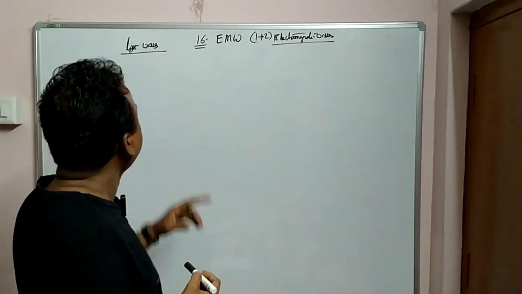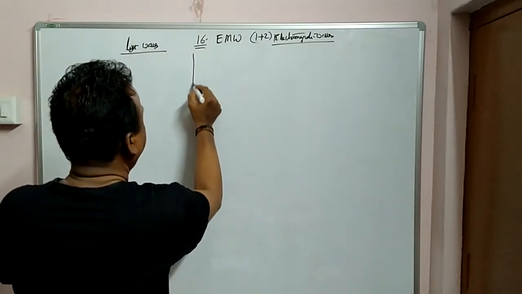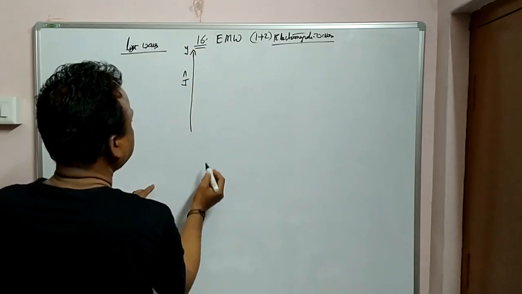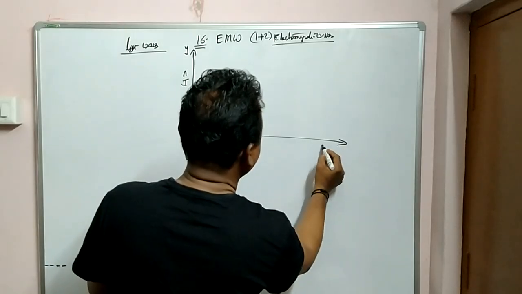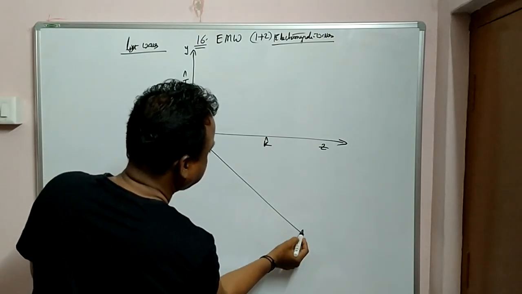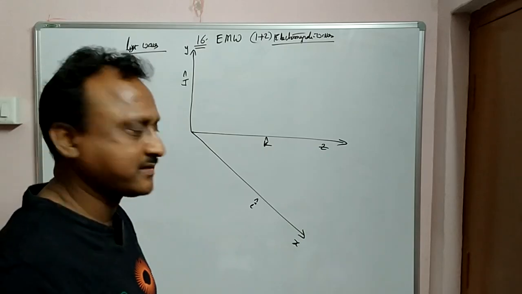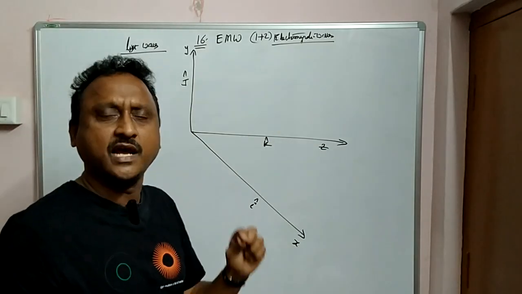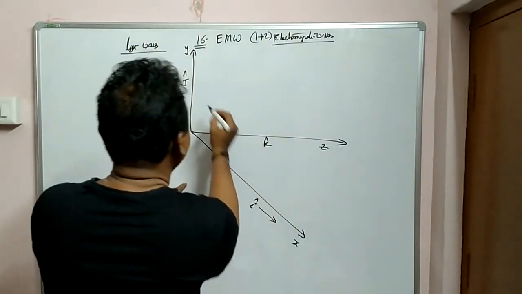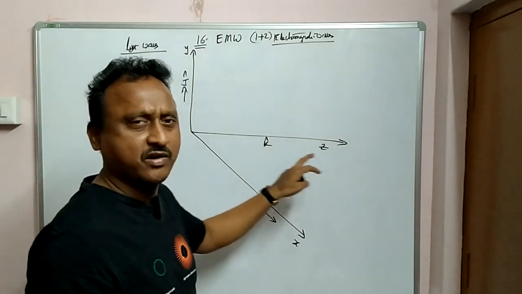Generally an electromagnetic wave is in this form. It will be traveling, I am showing with the diagram. This is the y-axis and this is the z-axis. This is the unit vector and this is of course the x-axis, and this is i cap. We all know from vectors that i cap, j cap and k cap are all perpendicular to each other. i cap is along the x direction, j cap is along the y direction and k cap is along the z direction.